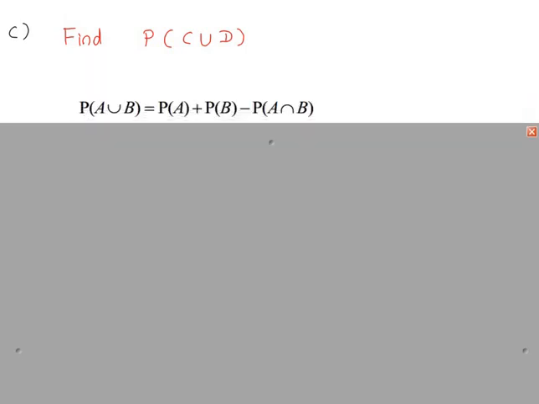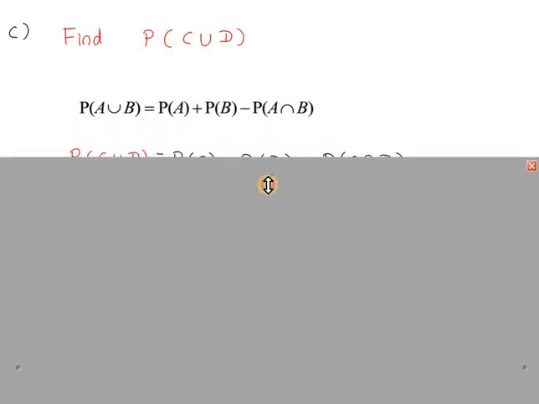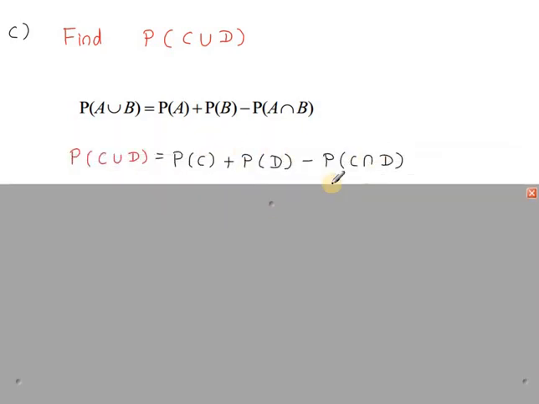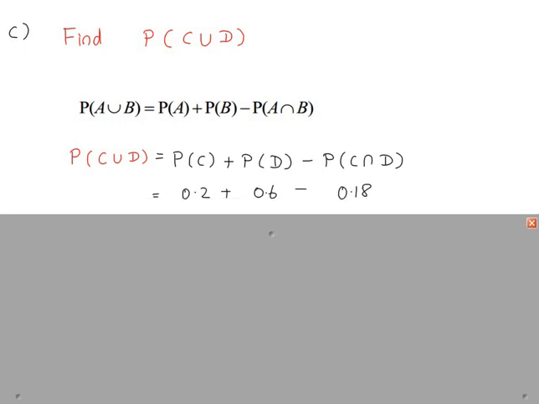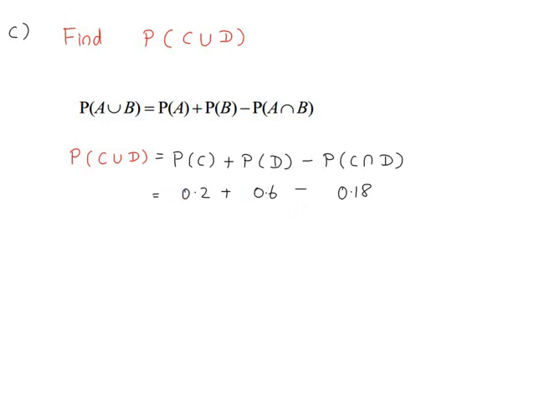Part C, to work out the probability of C or D or both. This time we use the addition law for probability, and we have all the probabilities that we need. We can just substitute them straight in. We know what they are. So again, we modify the letters. The formula is generic, in terms of A and B. We're using events C and D here. And if we calculate everything on the right hand side, we get 0.62.